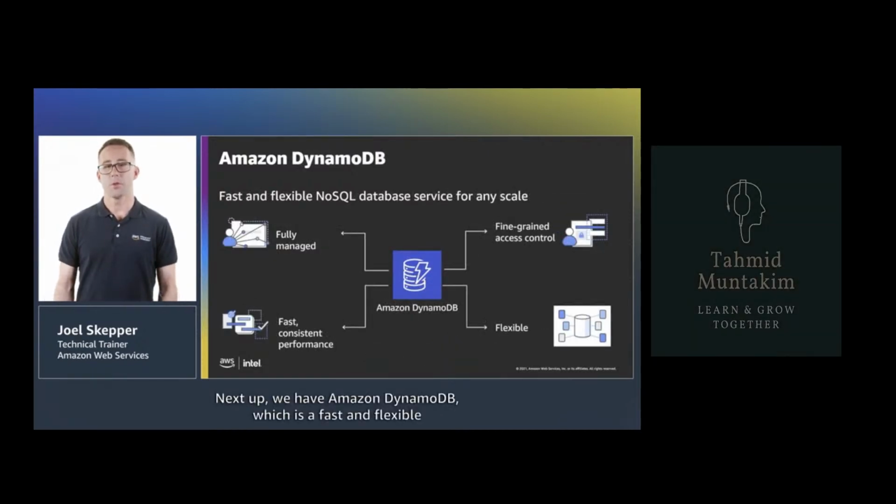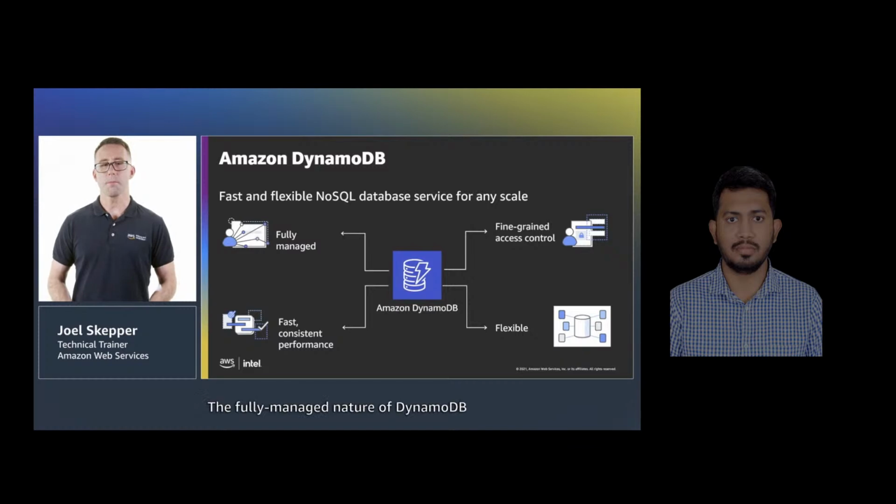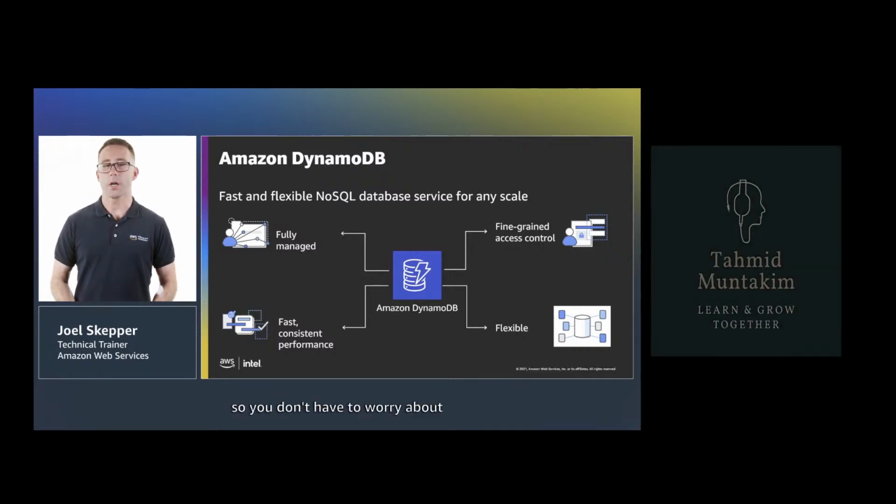Next up, we have Amazon DynamoDB, which is a fast and flexible non-relational database service for applications that need consistent single-digit millisecond latency at any scale. The fully managed nature of DynamoDB makes it really flexible for many different use cases, but also takes away a lot of the management tasks. DynamoDB handles all of the partitioning of data in your table, so you don't have to worry about managing those different partitions yourself. You also get fine-grained access control with Identity and Access Management.